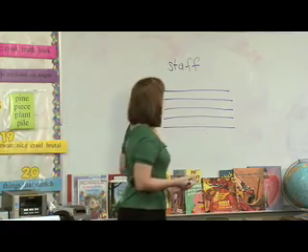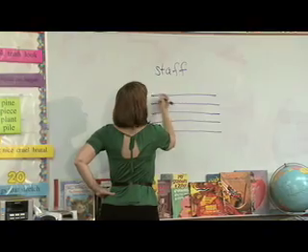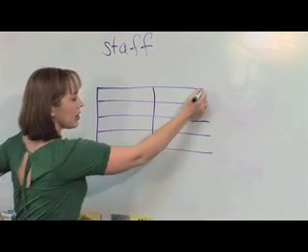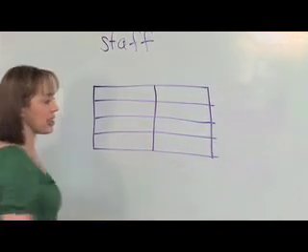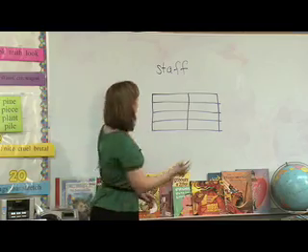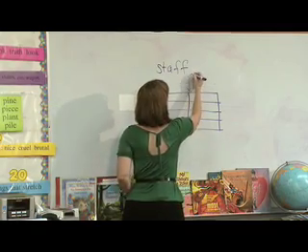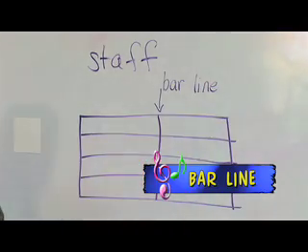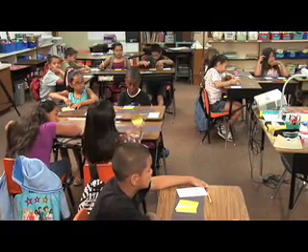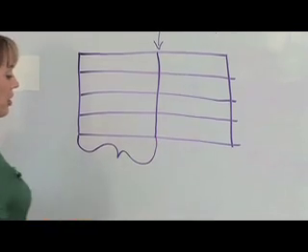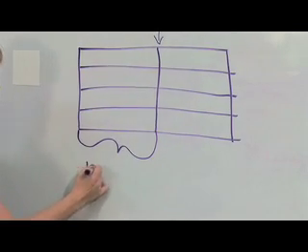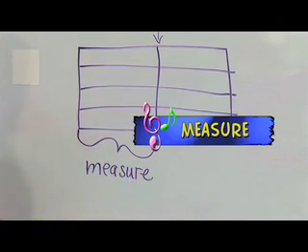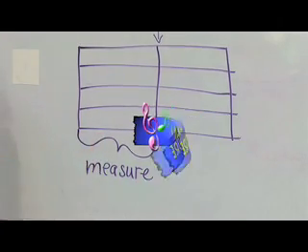Okay? Does anybody know what we call these vertical lines that separate these 5 lines into little pieces? Well, we call each of these vertical lines a bar line. Okay? Everything in between these 2 bar lines is called a measure. And we're going to be looking at 2 measures today.